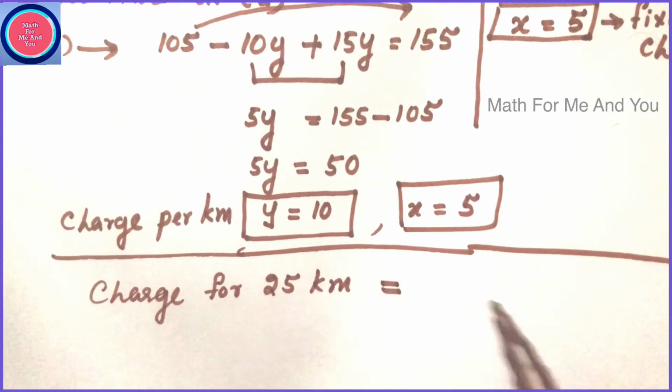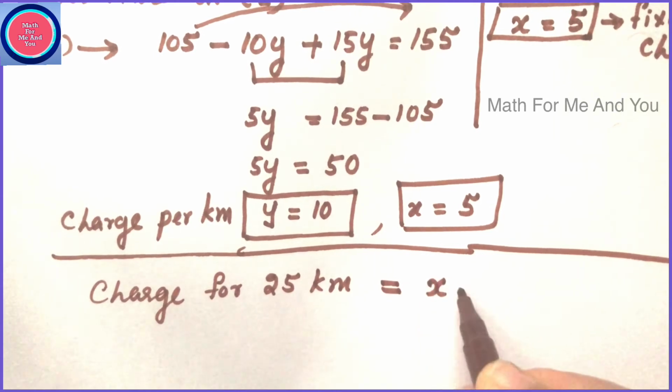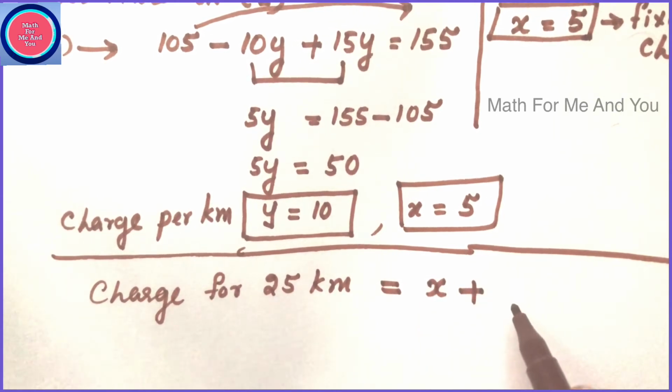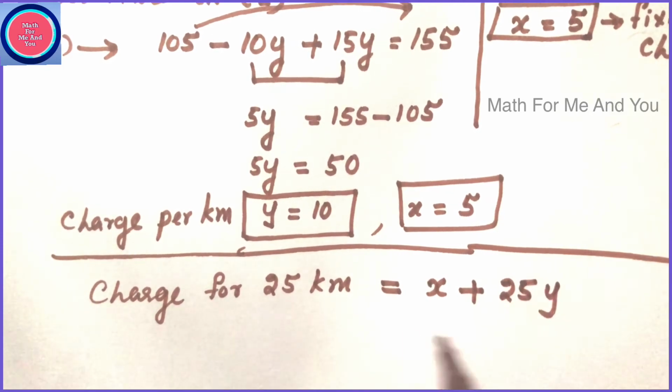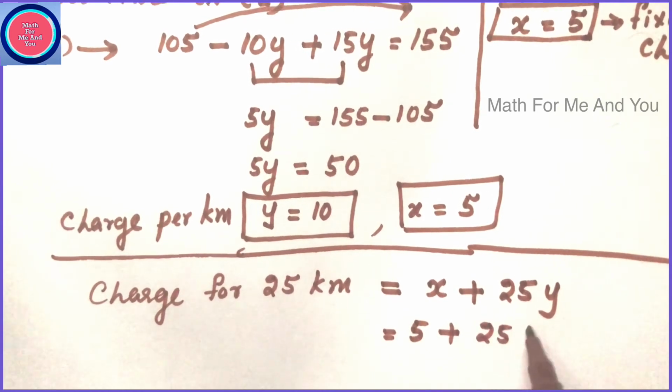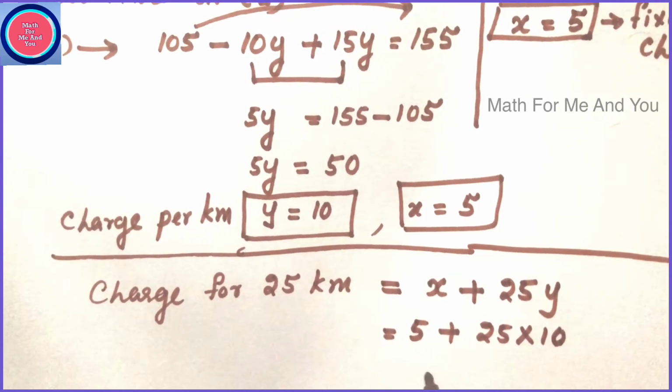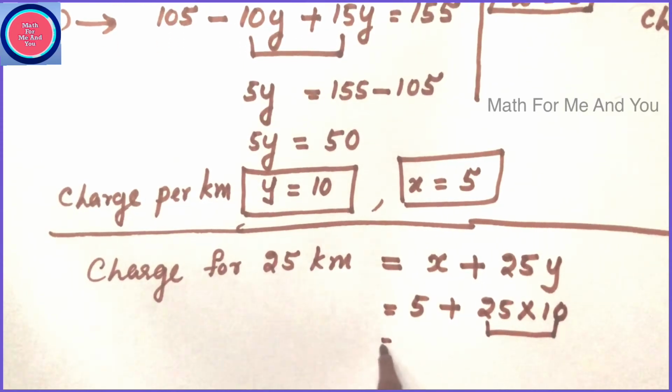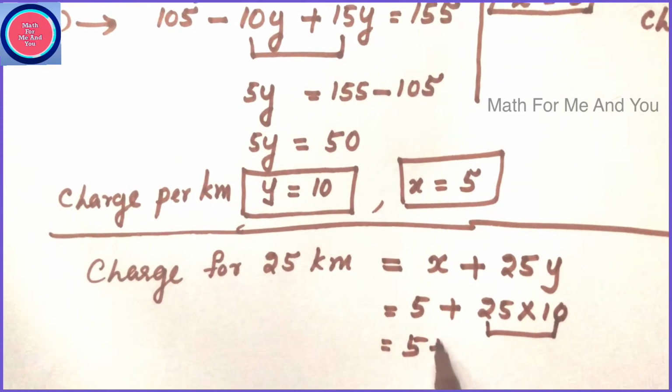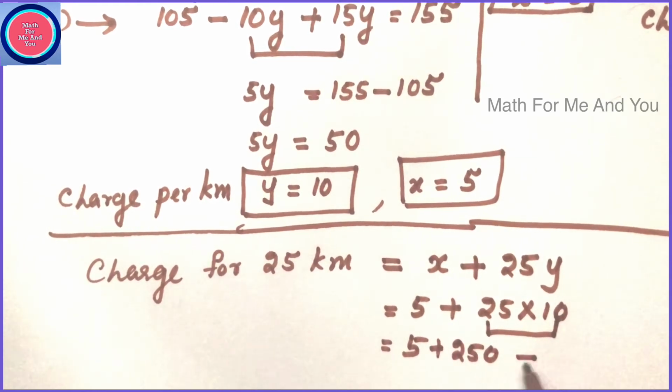That is equal to fixed charge x plus 25, per kilometer charge is y, that means 25 times y. Substitute for x and y. x equals 5 and y equals 10. So 25 times 10. Then first we multiply. 25 times 10 is 250. Then plus 5. 5 plus 250 is equal to 255. That is the charge required for 25 kilometer.